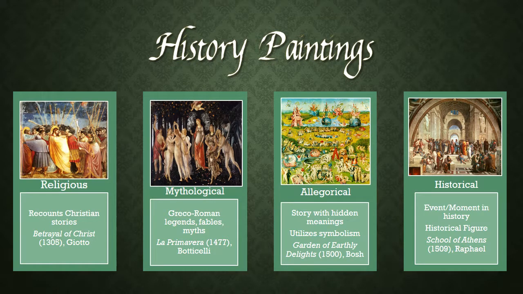This genre of history paintings can be divided into 4 different categories. Religious history recounts Christian stories, like the Betrayal of Christ by Giotto. Mythological history displays Greco-Roman legends, fables, and myths, like La Primavera by Botticelli. Allegorical history tells stories with hidden meanings, like The Garden of Earthly Delights by Bosch. Historical history paintings memorialize events and figures in history, like the School of Athens does with philosophers and artists of the time.